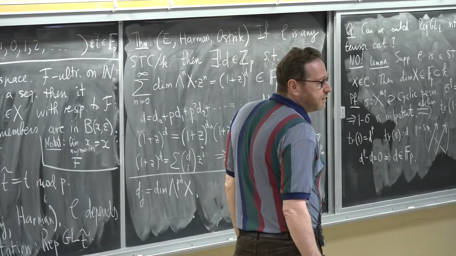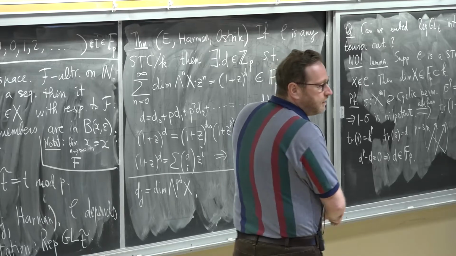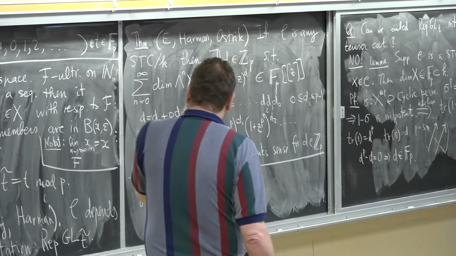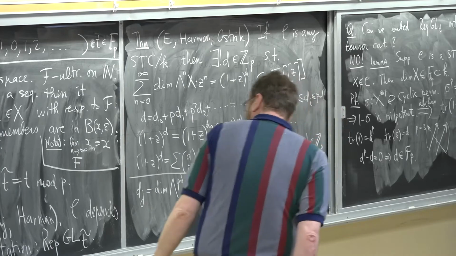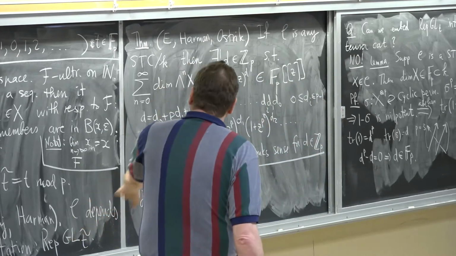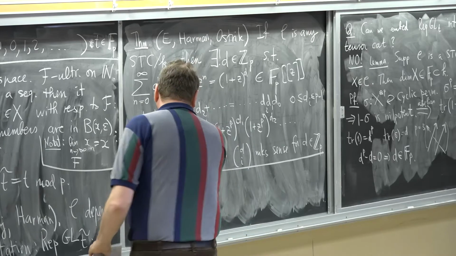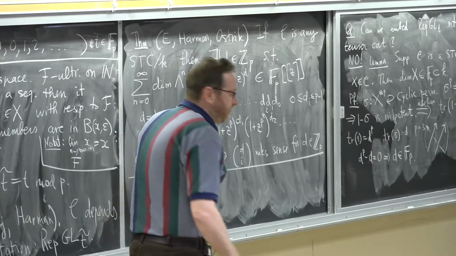Any questions about this? So this is still connected to this down here somehow, yes? Connected to what? The last thing on the previous board. Right, yes. So this is how you calculate this p-adic number. Its digits are given by this formula.